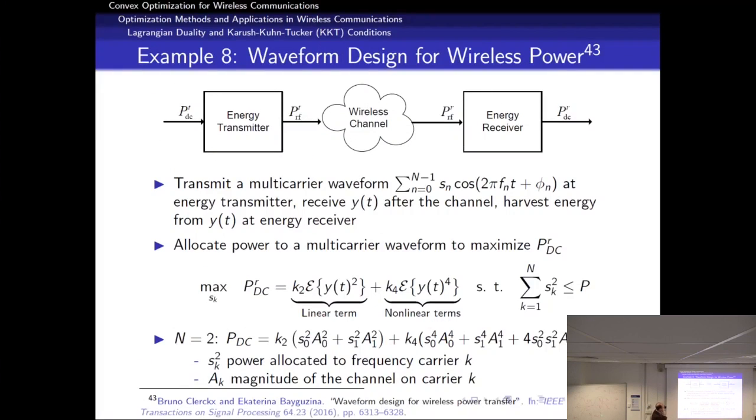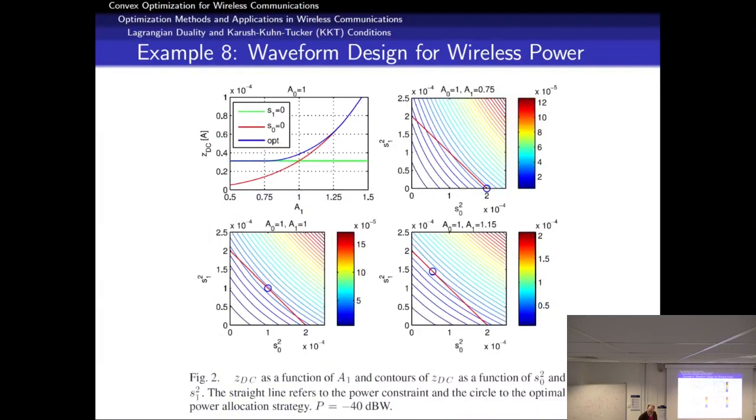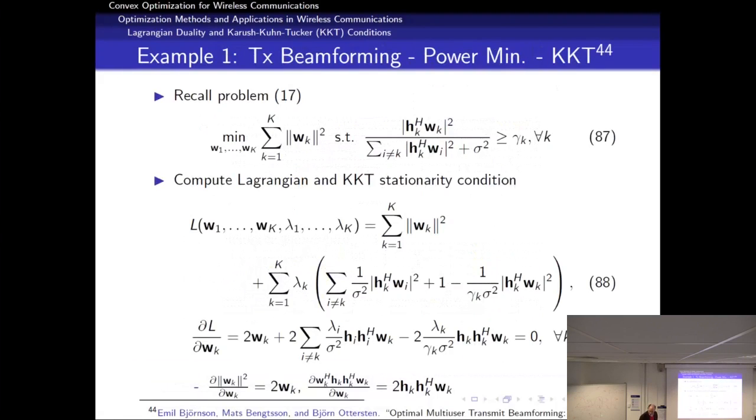So this is this example of wireless power transfer where you can also use KKT. In some simple scenarios, you can find the global optimum solution in closed form as well. In general, it's actually a non-convex problem that you can approximate as a GP, but for some very specific settings, you can use KKT and you can get some insight. But I will skip this for the time being.